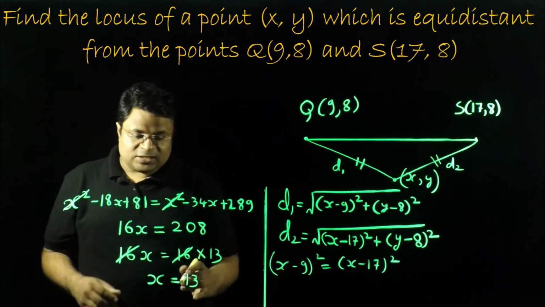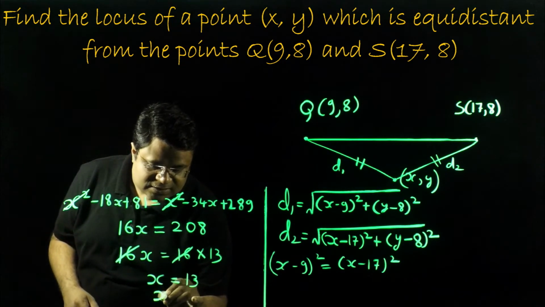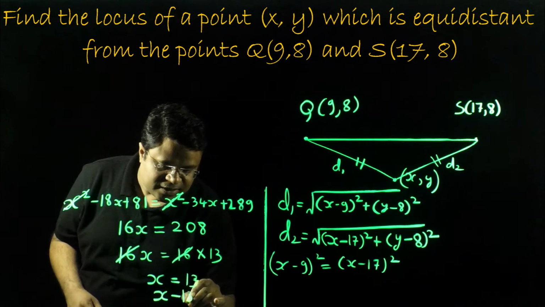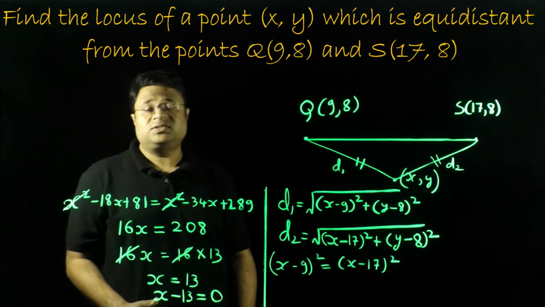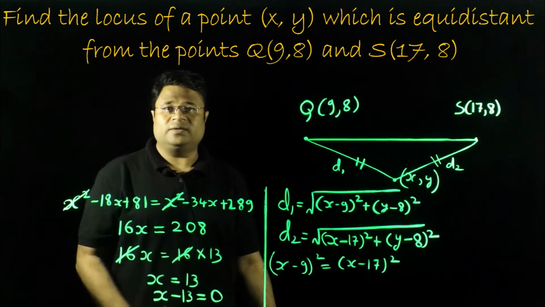So obviously x equals 13 means x minus 13 equals 0, which is one of the options. Hence, this is the correct one.